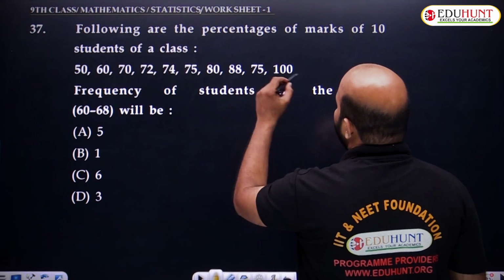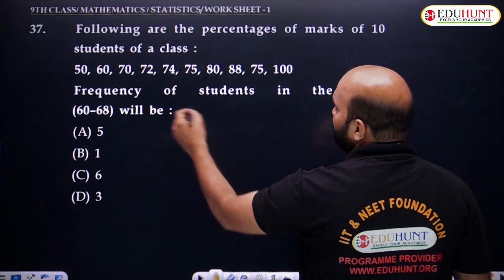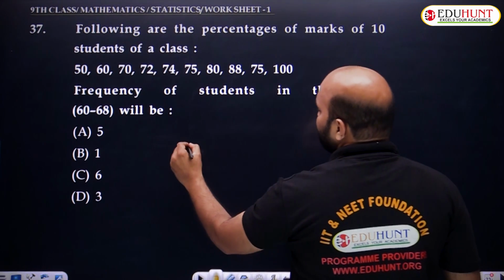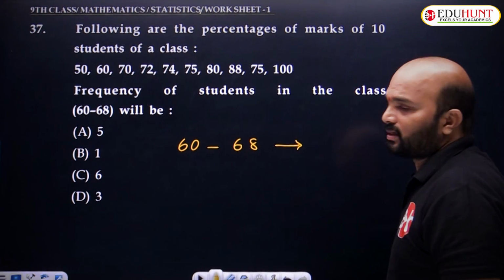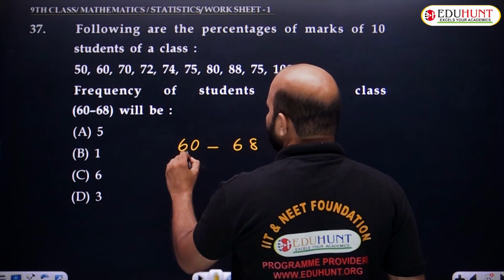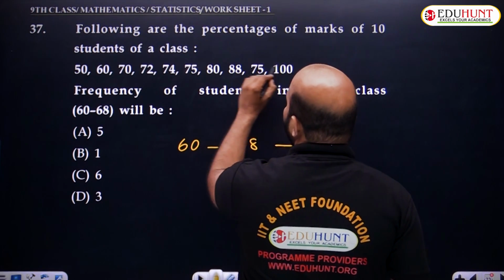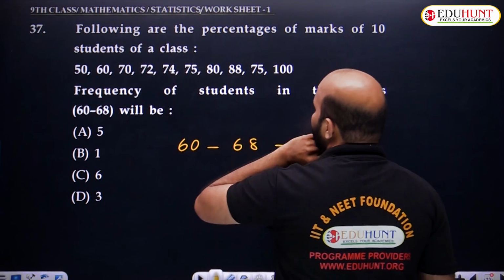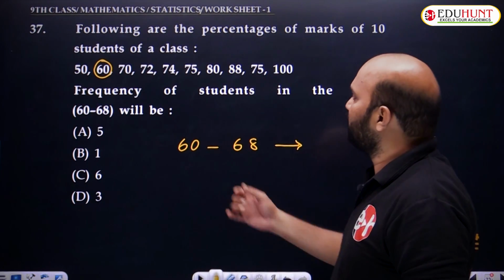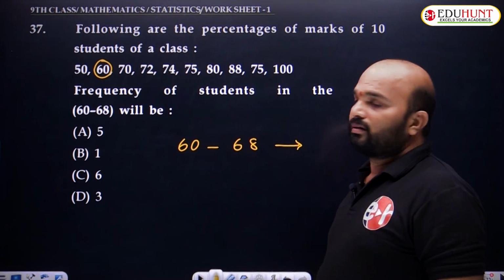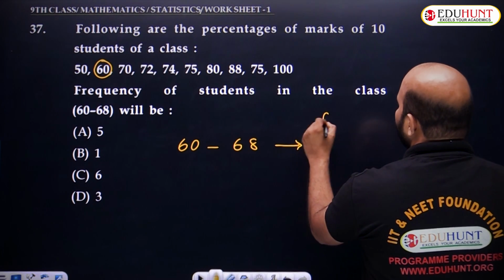So clearly we need to understand. Here the percentage marks of 10 members are given, but the question I am asking is the frequency from 60 to 68. So how many percentage marks are counted from 60 to 68? Only one percentage of marks. 60 is counted from 60 to 68, nothing but only one frequency. This is called frequency.